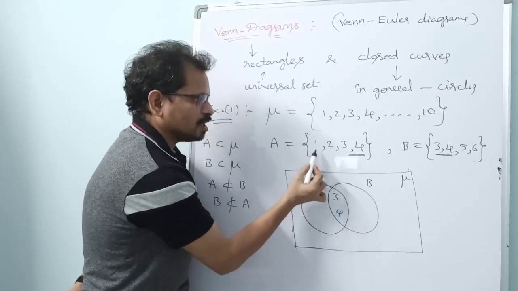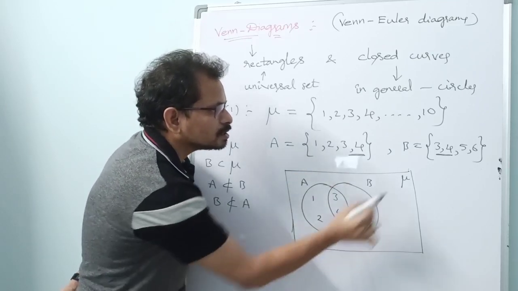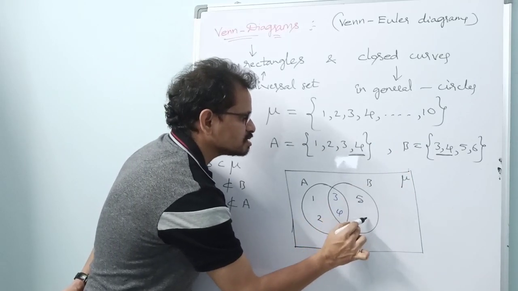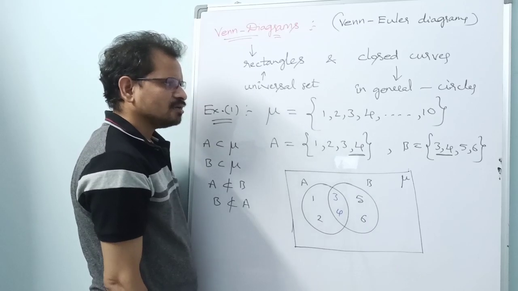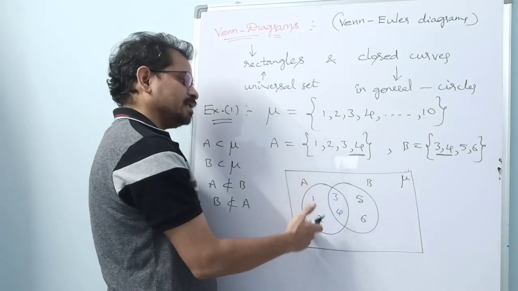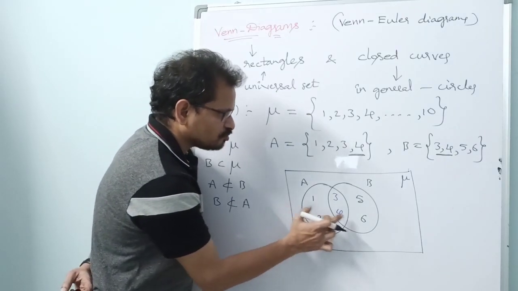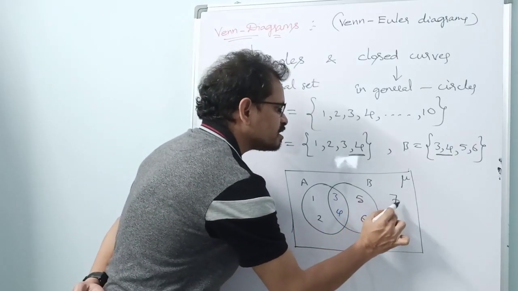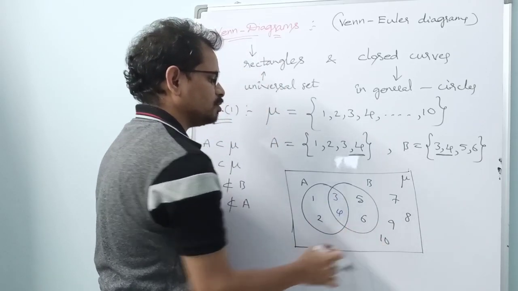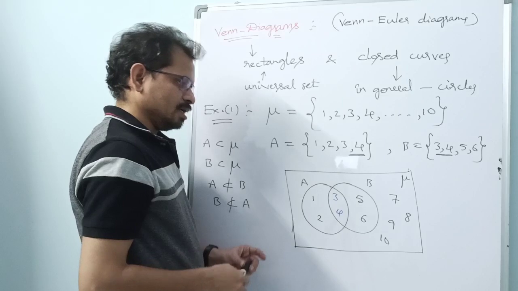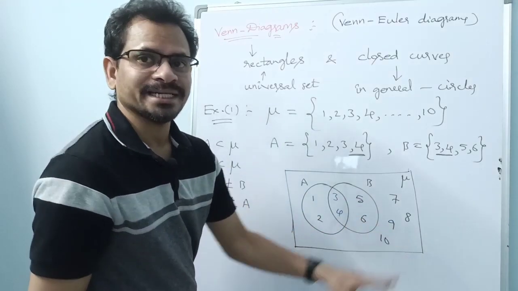Then 1 and 2 are elements in A. 5, 6 are in B. Now what are the other elements which do not belong to either A or B? We have 1, 2, 3, 4, 5, 6, so only 7, 8, 9, 10 remain. These elements do not belong to either A or B. So we write these elements outside, that is in the rectangle.